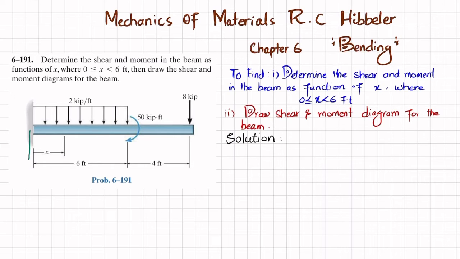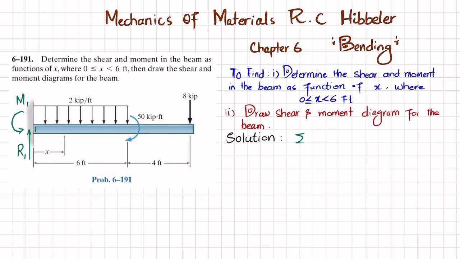If we remove this fixed support at this end, we will have a reaction force. Let this be point number 1. So there will be a reaction force, which is R1, and there will be a moment as well. Clear? So we will find R1 and M1 by using the equations of equilibrium. The first equation of equilibrium is that the sum of all moments about point 1 is equal to 0, taking the counterclockwise moment as positive.